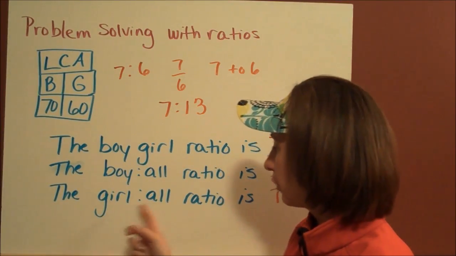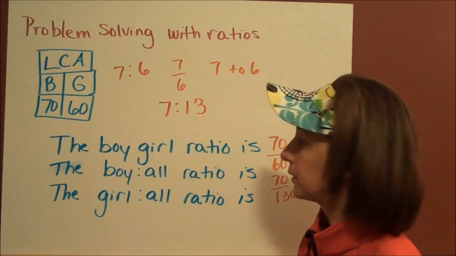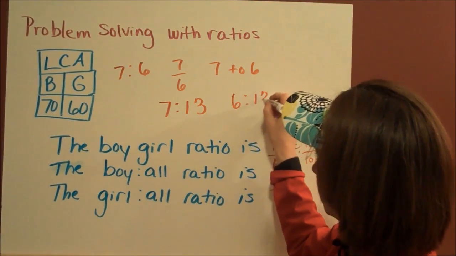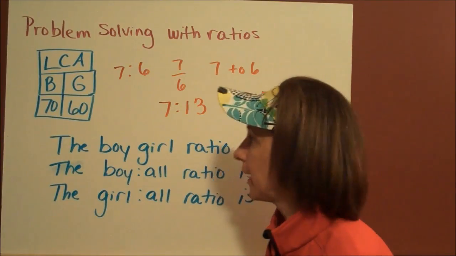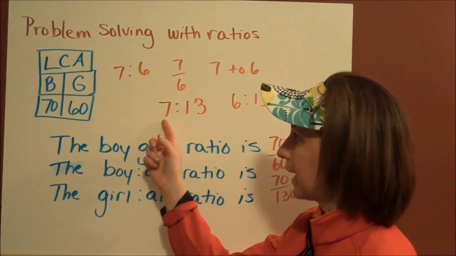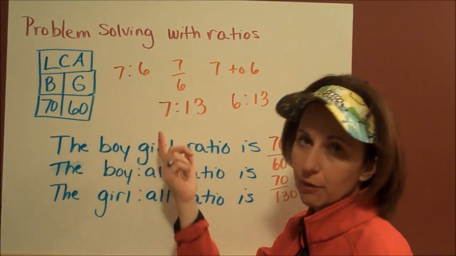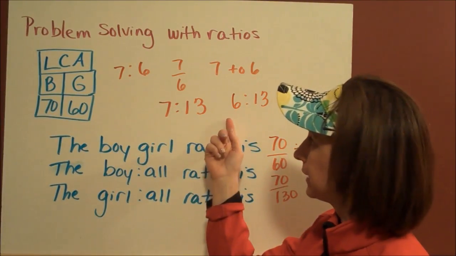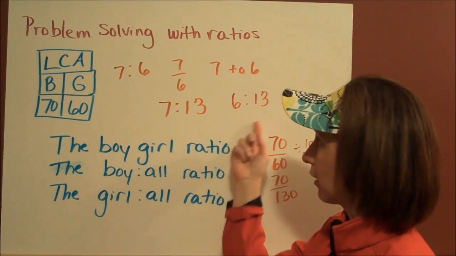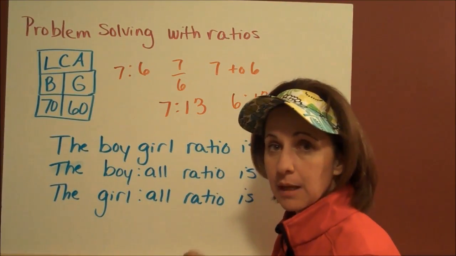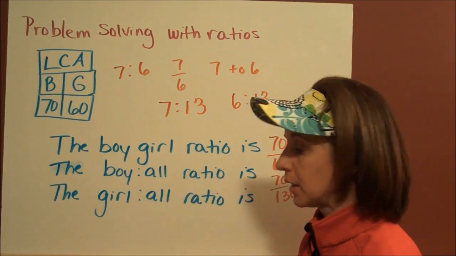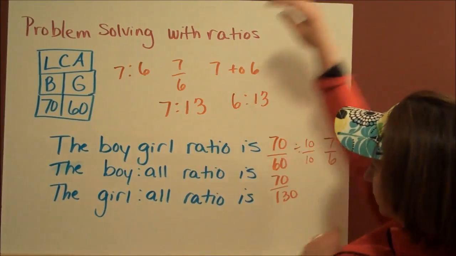So what's the girl to all ratio? The girl to all ratio is 6 to 13, which means for every 7 boys, there are 13 students. For every 6 girls, there are 13 students. That kind of information would allow you to have a 7 to 6 ratio.